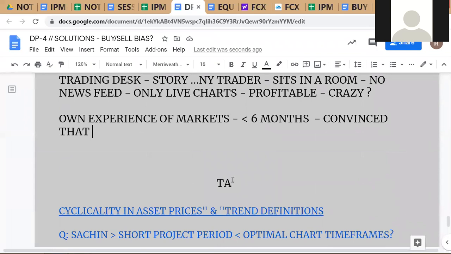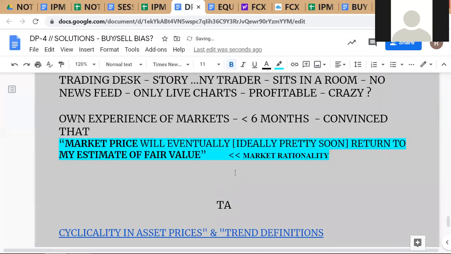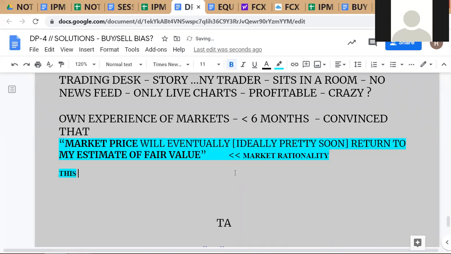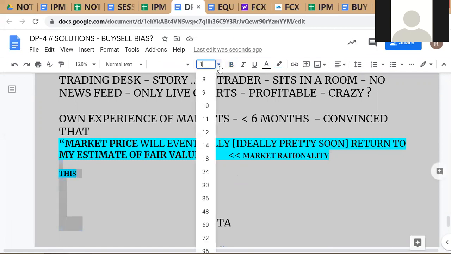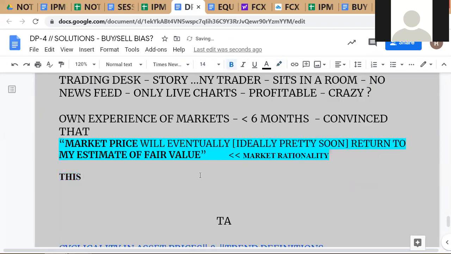Where are we? Okay. I'm convinced that, based on my example, this assumption is not true. I need to make this bigger. Remove the background. Okay, this assumption is not true. Okay, so this is how it works.